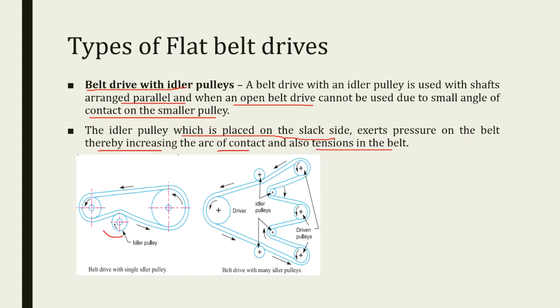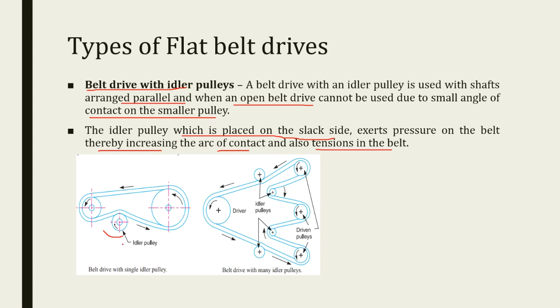So idlers are always used to increase the arc of contact and also the tension in the belt. When you do not have proper tension, the belt might slip out from the pulleys. So to avoid that, and to have proper tension and also proper arc of contact, the idler pulley is necessary to be incorporated in between the two pulleys.